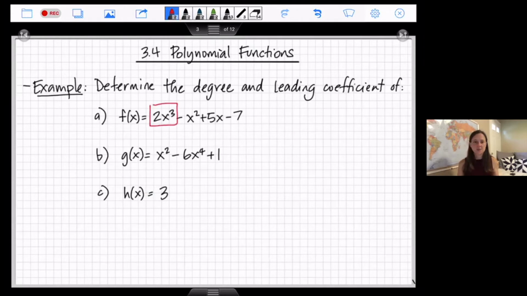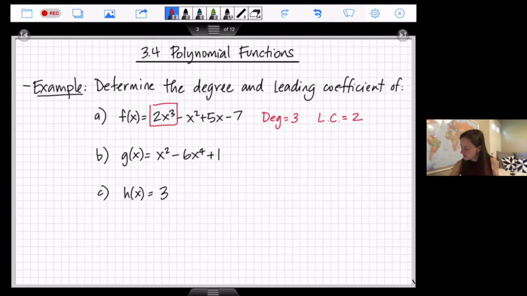That's the biggest exponent that I see. So the degree is going to be the exponent, which in this case is 3. So when I ask you for degree, don't say x cubed, you just say 3. It's a degree 3 polynomial. Then the leading coefficient is just going to be the number that's stuck to the x cubed term, and that's going to be 2.